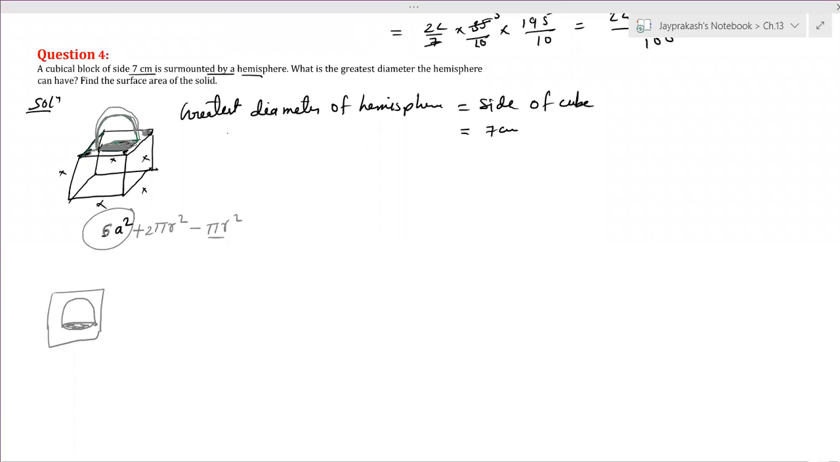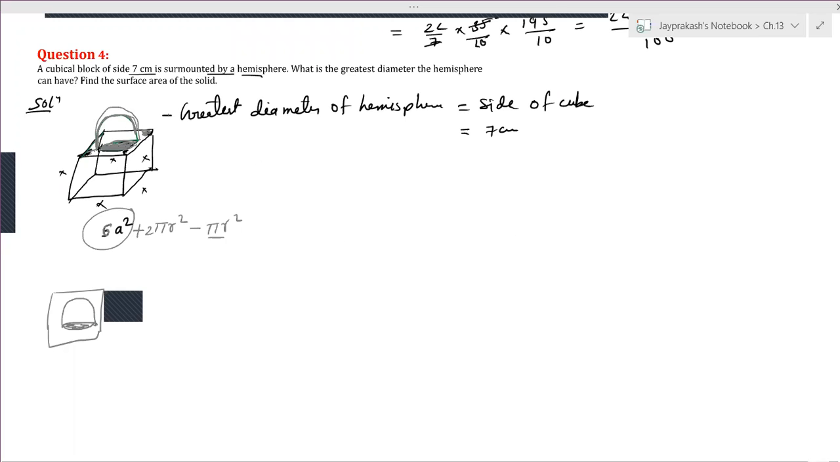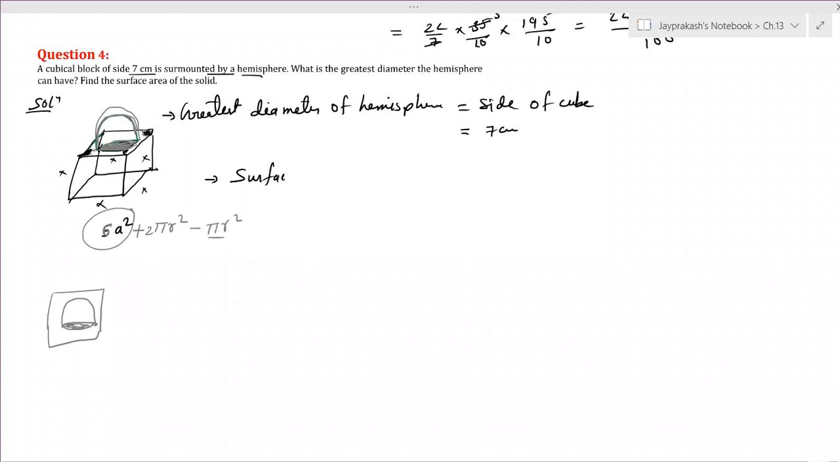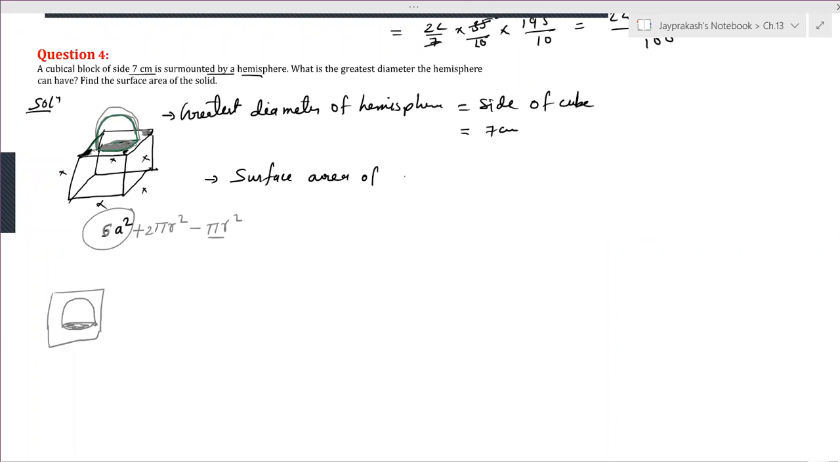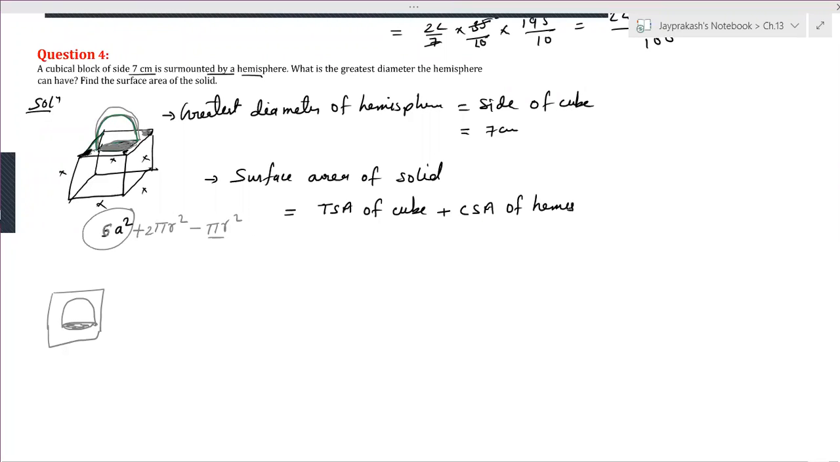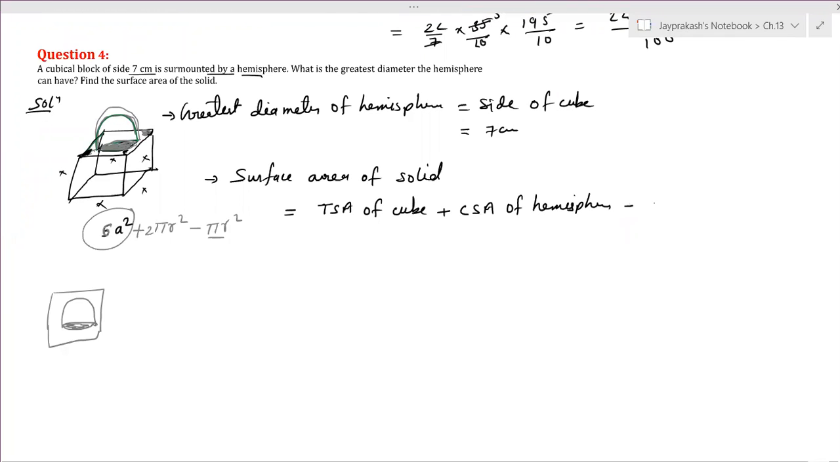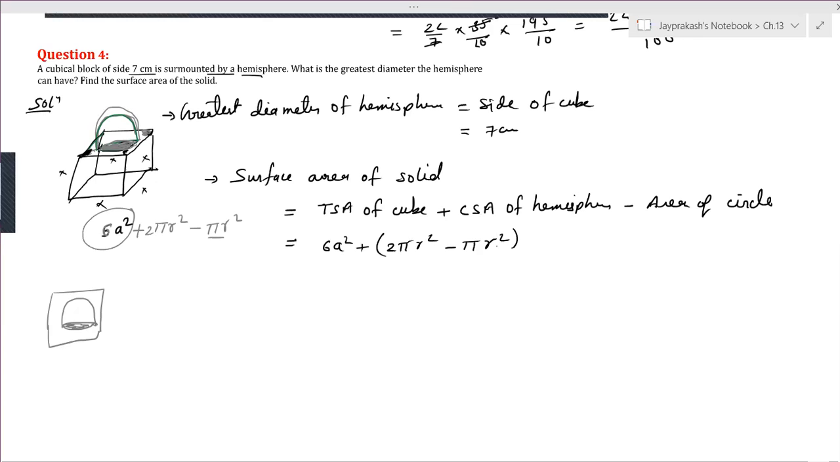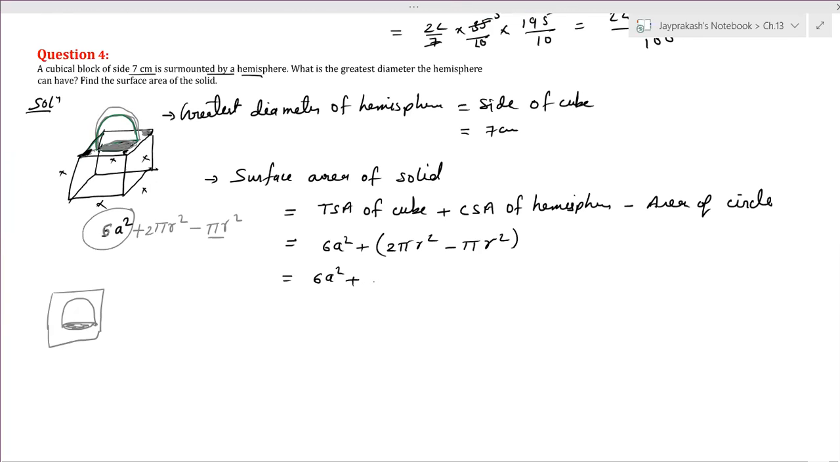So we can simply write here: surface area of solid is equal to TSA of cube plus CSA of hemisphere minus area of circle. So cube 6a square plus 2 pi r square minus pi r square. When we solve these two terms, we have 6a square plus pi r square.